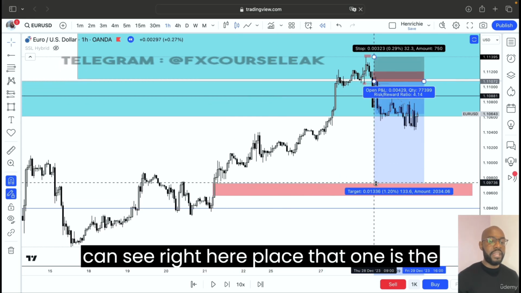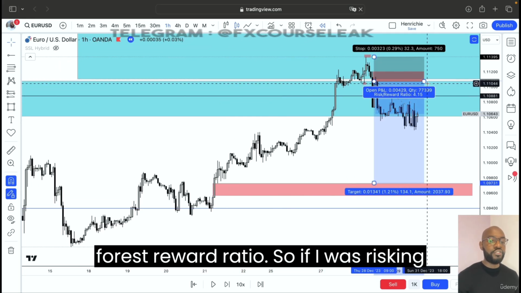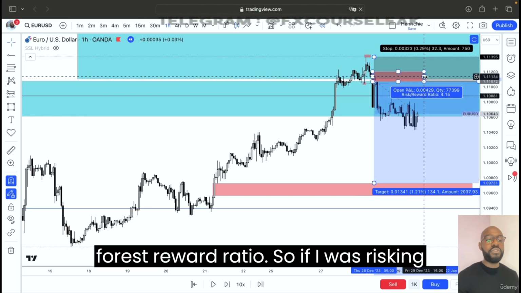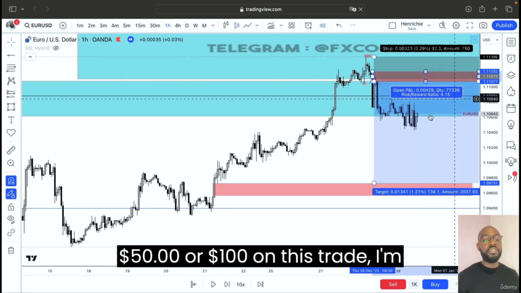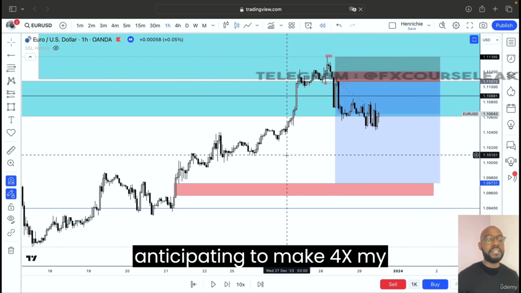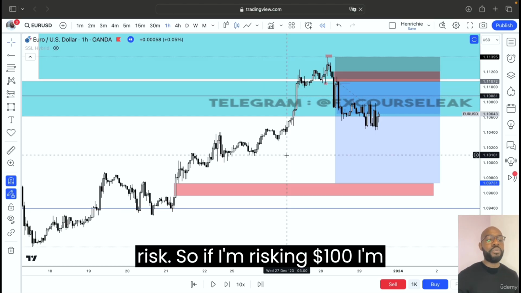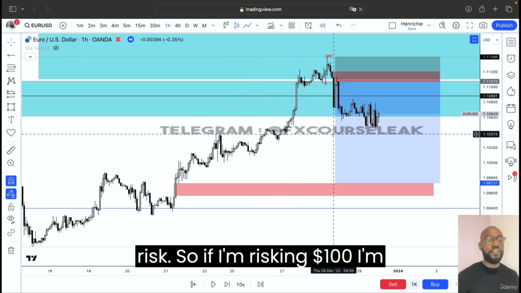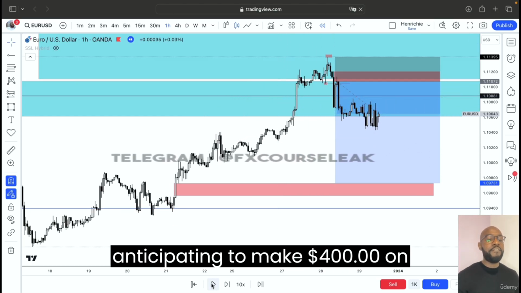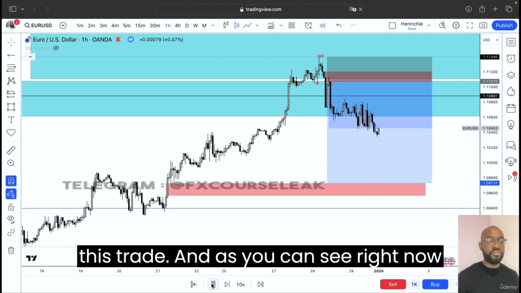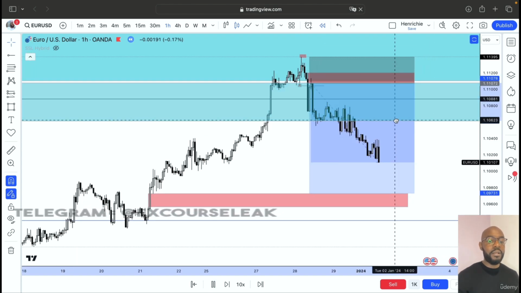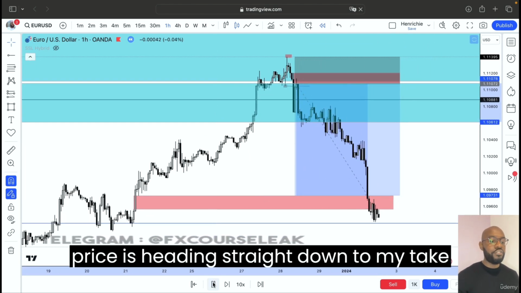And as you can see right here, place that 1:4 risk to reward ratio. So if I was risking $50 or $100 on this trade, I'm anticipating to make 4x my risk. So if I'm risking $100, I'm anticipating to make $400 on this trade. And as you can see right now, price is heading straight down to my take profit.